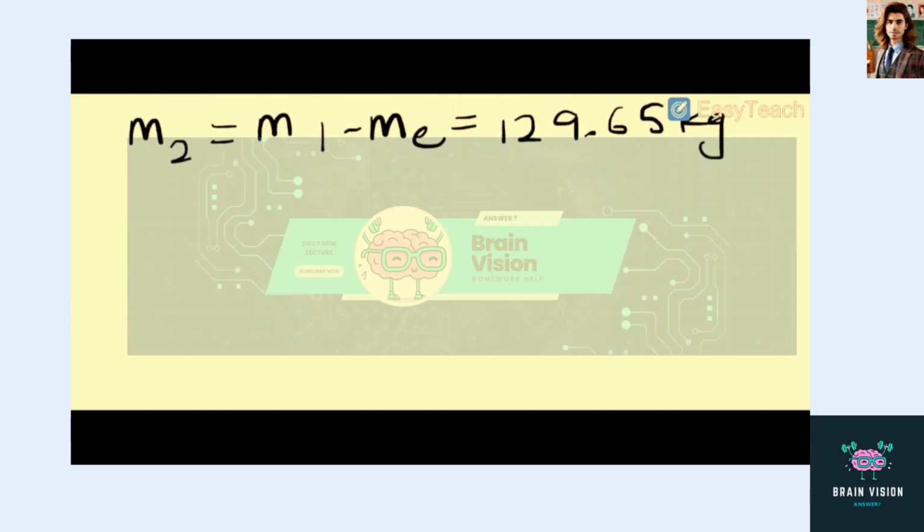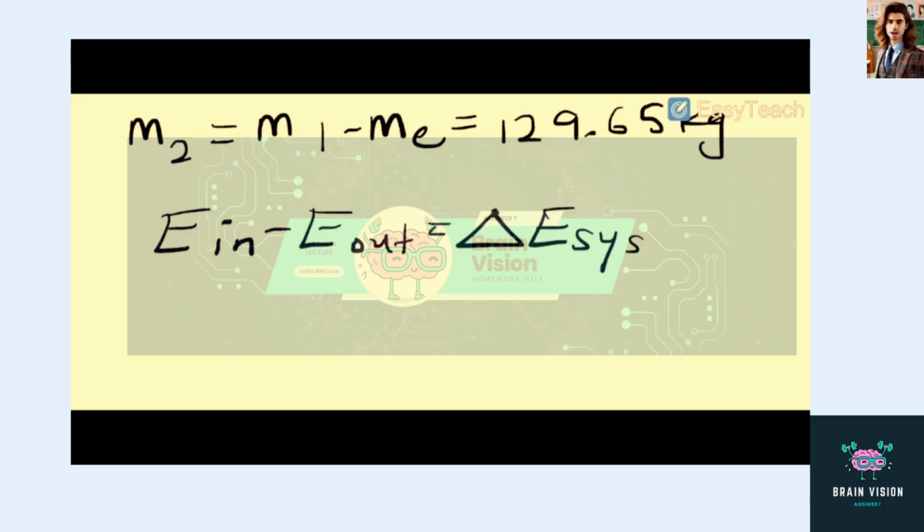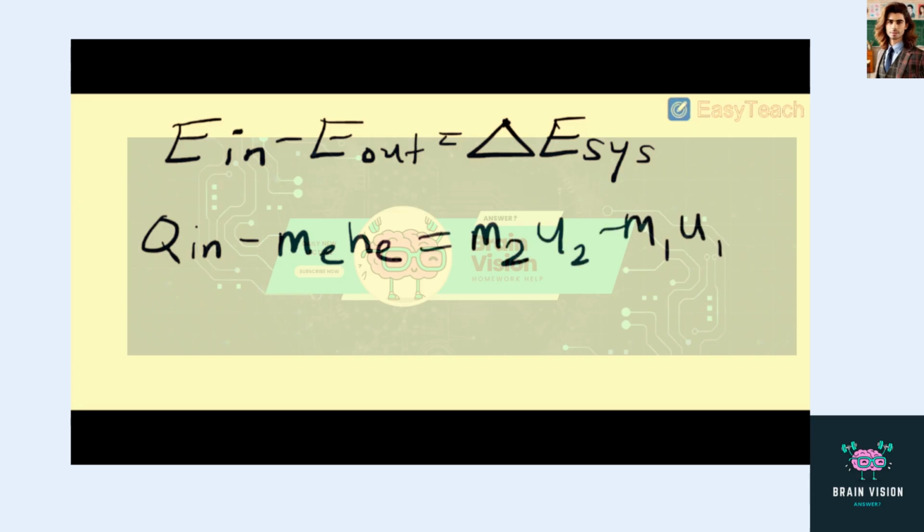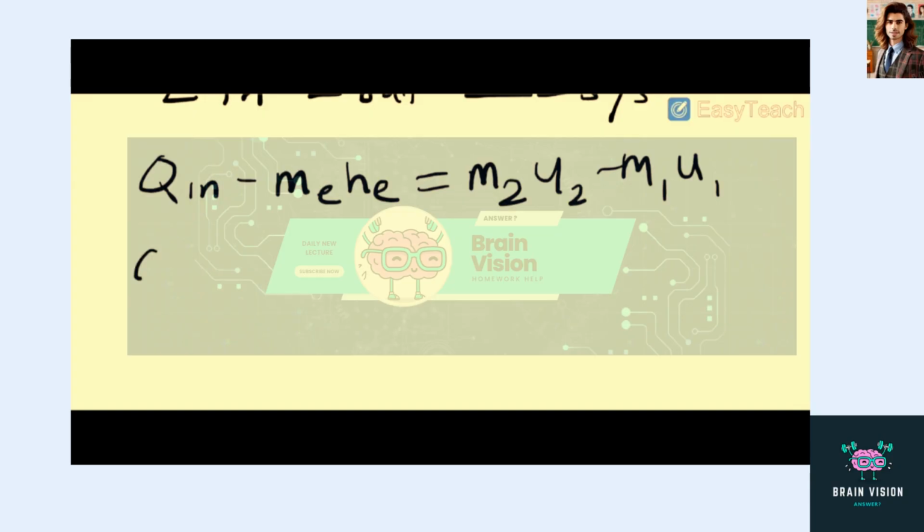Now we can do an energy balance, and we can say that the energy coming into the system minus the energy leaving the system is equal to the total change in energy of the system. Remember that system is that rigid tank. So the heat transfer coming in minus the energy that's leaving due to the mass that's leaving is equal to the change in internal energy of the system. Now I'm just going to solve for Q in. Q in is that heat transfer, which is going to be equal to m2 u2 minus m1 u1 plus me he.